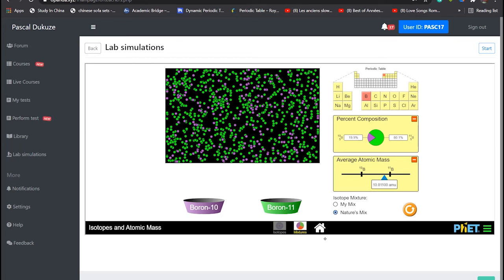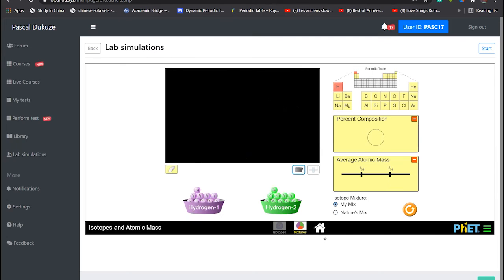You can see for the atomic mass units, or the relative atomic mass, or what we call the average atomic mass, that we have 10.8. It is closer to boron 11, to the mass of this isotope, which is the more abundant. So the average atomic mass is always closer to the isotopic mass of the more abundant isotope. As I said, you can hide or show it. And the button here lets you reset everything.